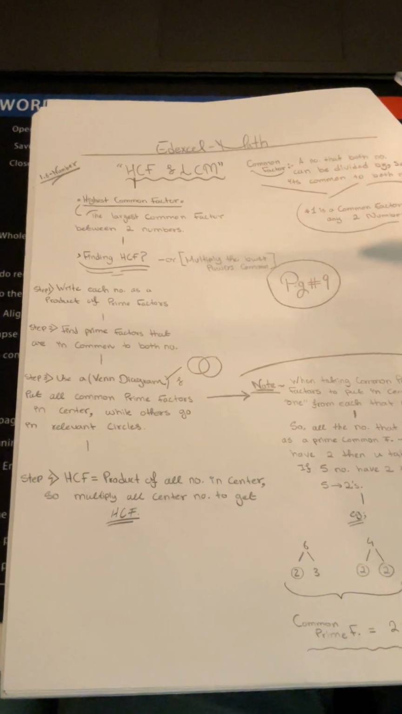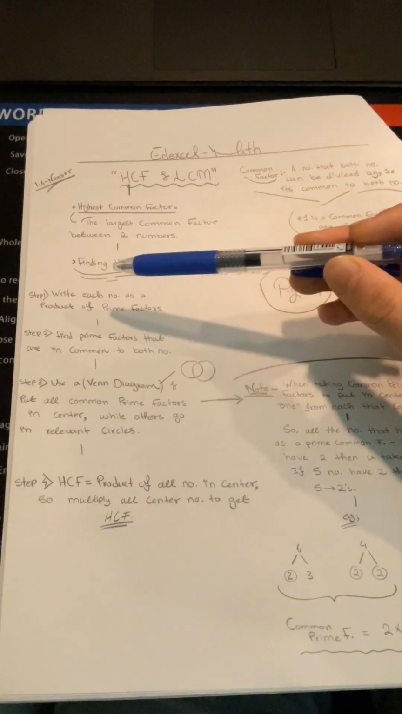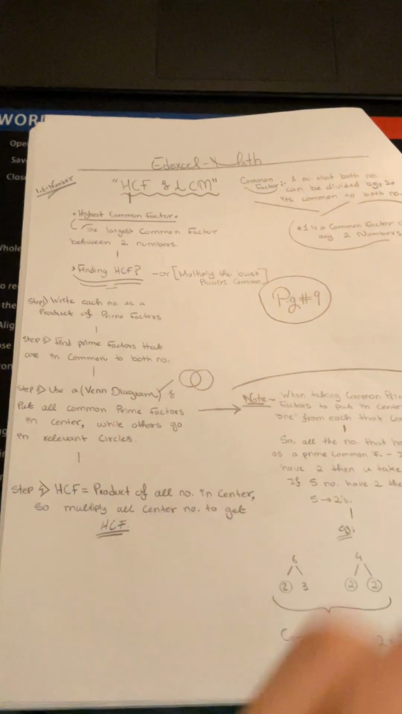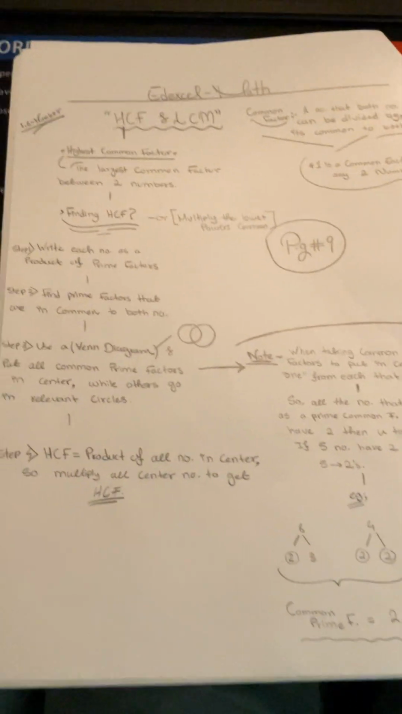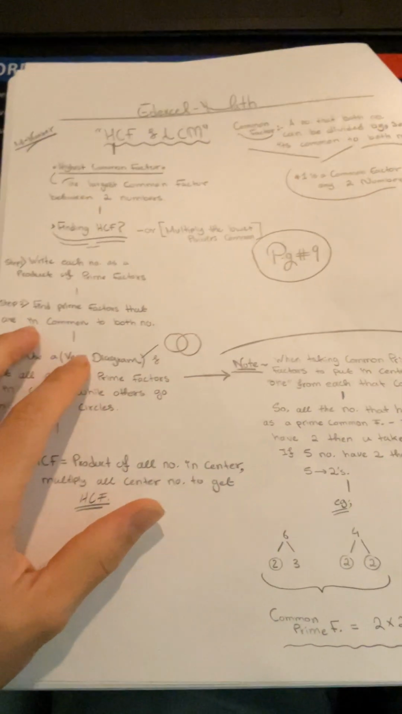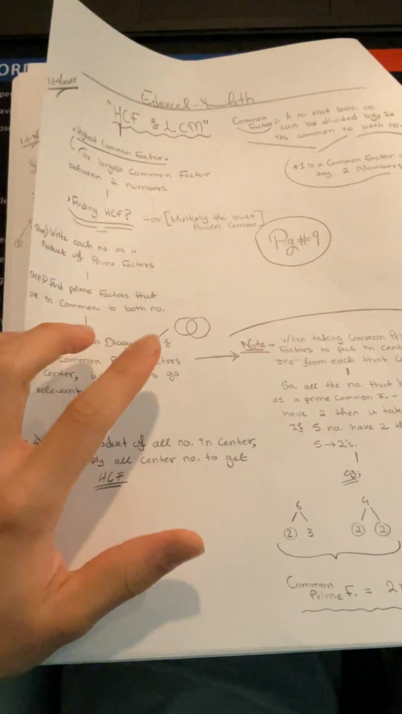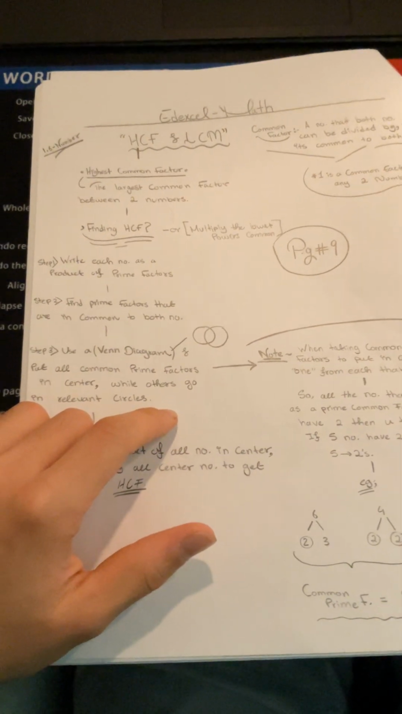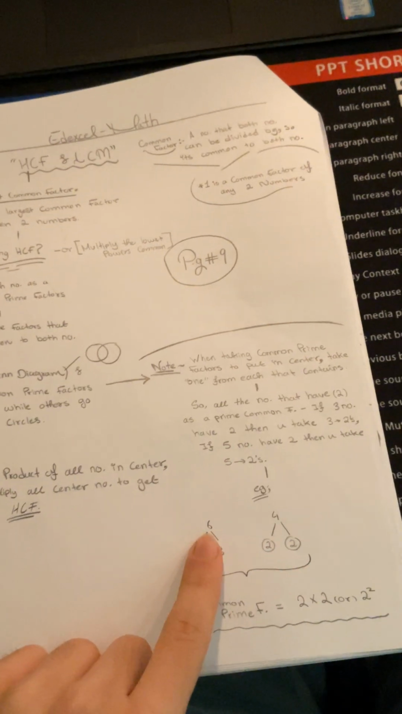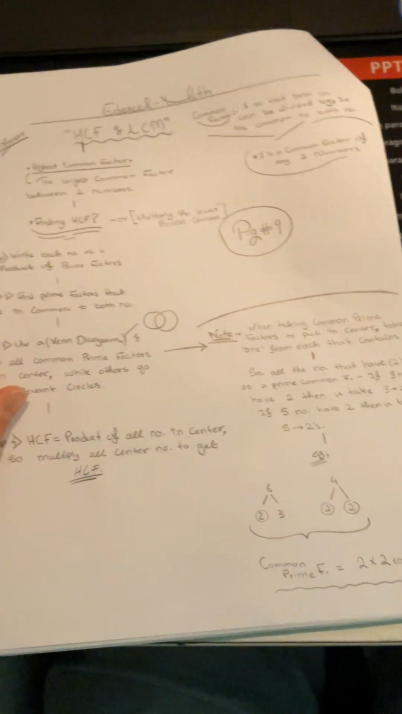So let's have a look at how to use it via Venn diagram. Basically, first I want you to write each number as a product of prime factors. You're going to be given two numbers in the question. Write both of these numbers as a product of their prime factors. After that, find the prime factors that are common to both numbers. After you have two numbers, you will find that there are some prime factors that are common in both. Find those.